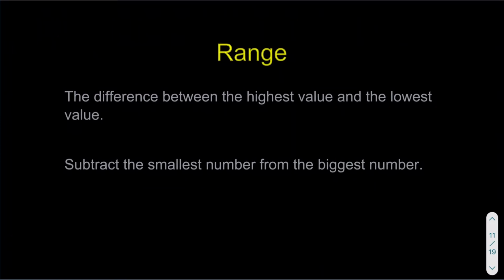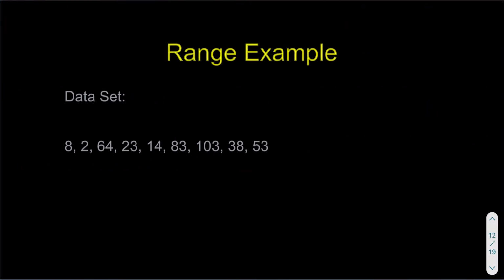The range is the difference between the highest value and the lowest value. In order to calculate this, we'll subtract the smallest number from the biggest number. Let's look at an example. Looking at this data set, we can easily tell that 103 is the largest number, so let's keep that in mind. And by looking at it again, we can see that 2 is the smallest number.